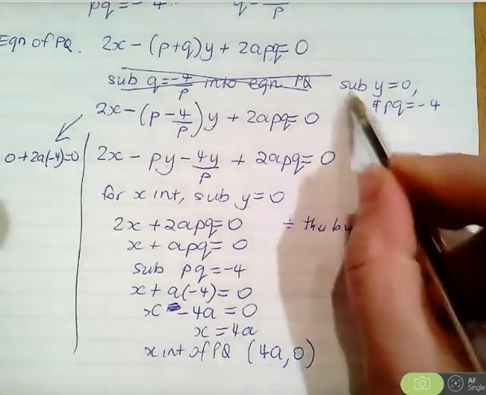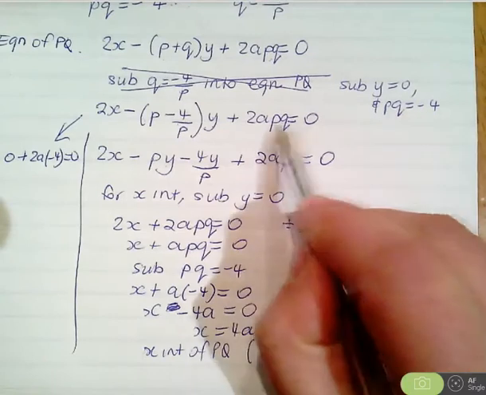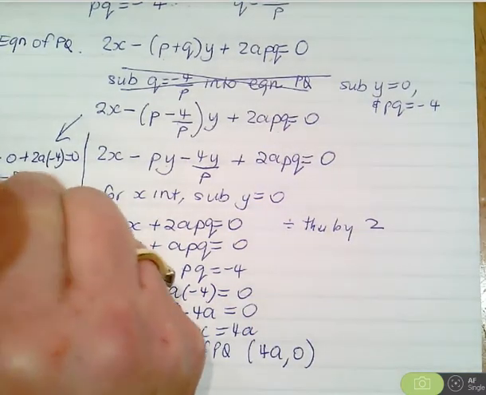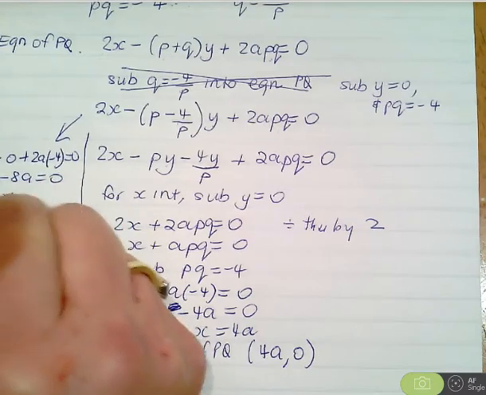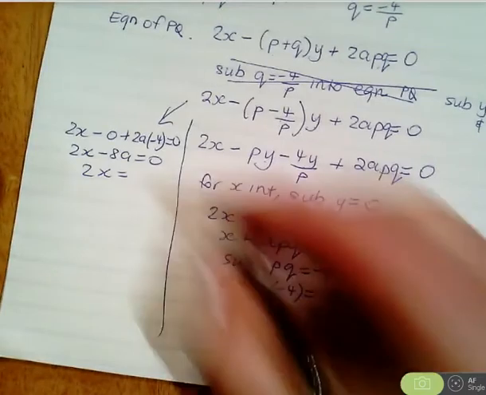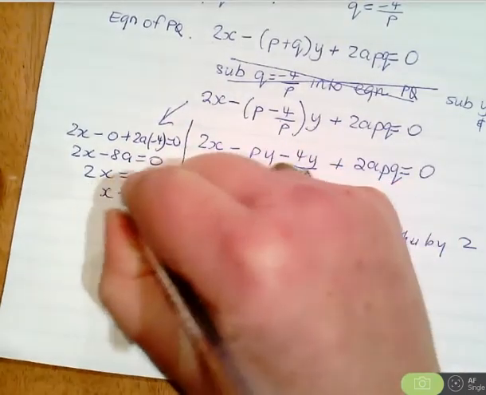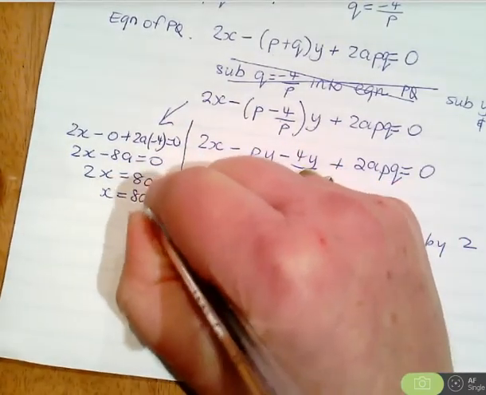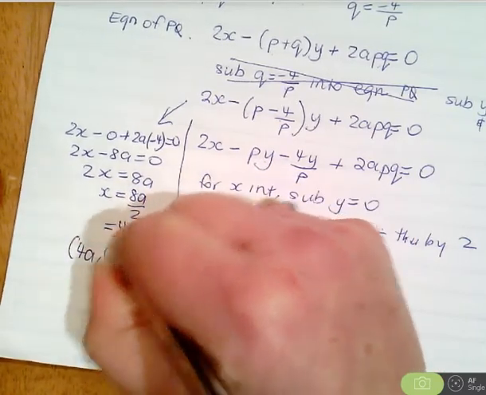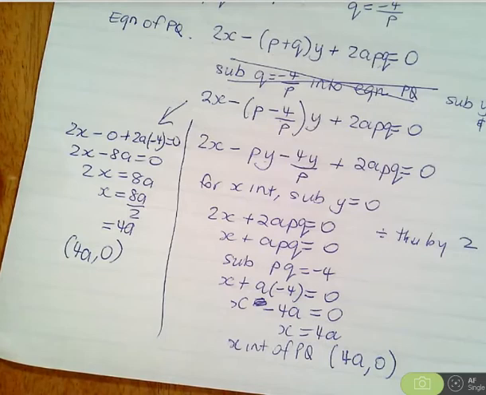If we put y is 0 and PQ is -4 straight in here, then we would have got 2x minus 8a is 0. Sorry, now I've come off the screen. 2x is 8a and x is 8a on 2, which is 4a. Therefore, the x-intercept is (4a, 0).